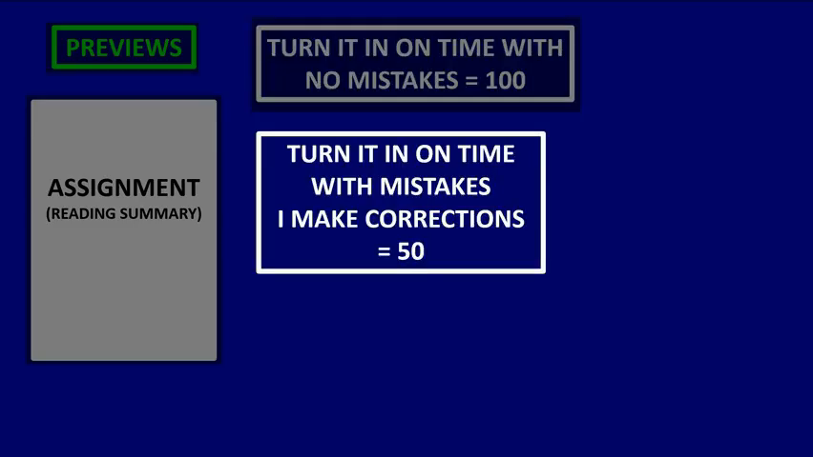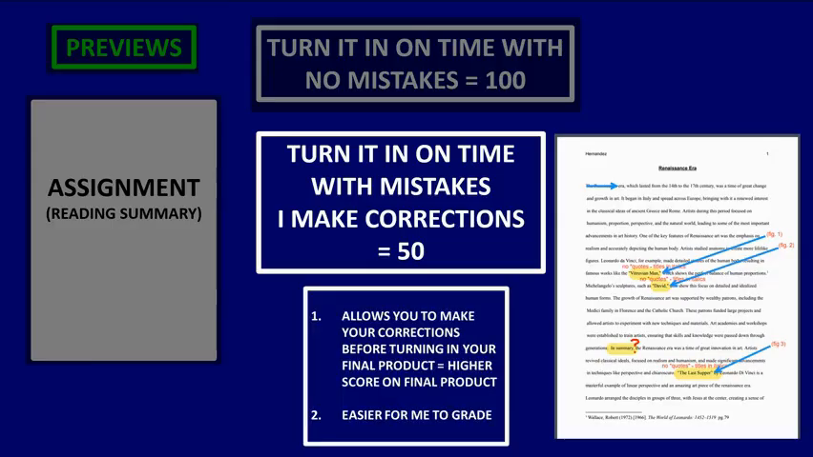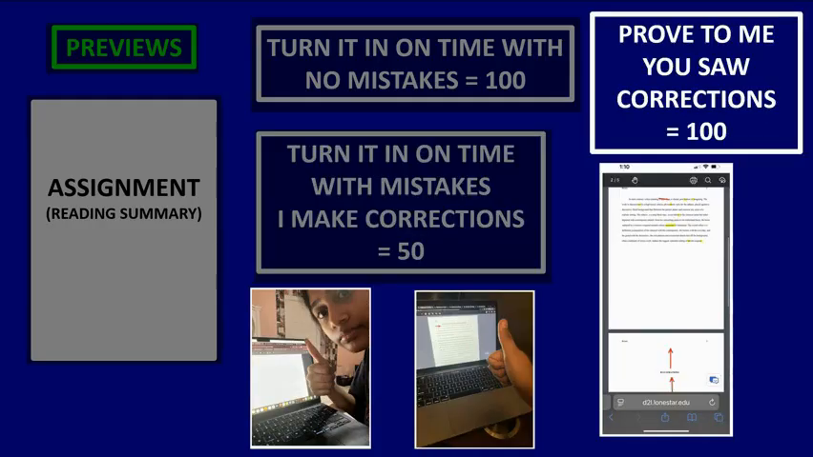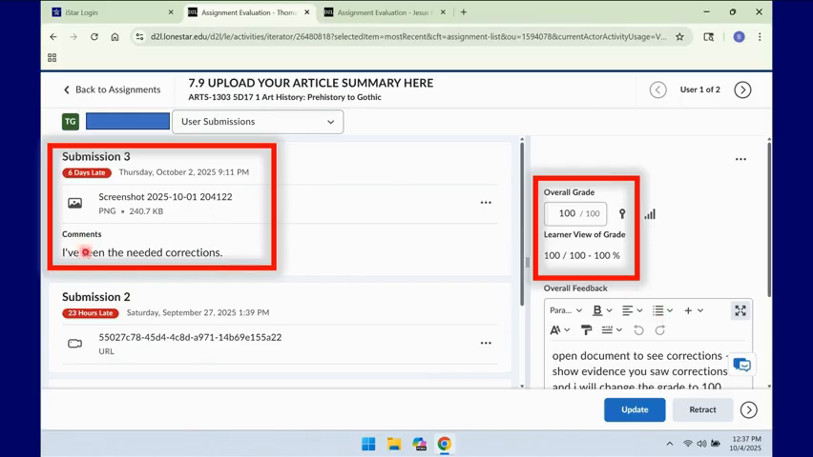Does that make sense? All right, let's say you turn it in on time, and there are lots of mistakes that I need to correct. I'm going to make corrections on it, and I will give it a 50. If you see that you got a 50 and you know that you turned it in on time, go and look at my corrections. And then if you show me that you have seen my corrections, you can do a selfie with the corrections, a thumbs up with the corrections, a screenshot of the corrections, or you can just send me a message, Mr. Reese, I've seen the needed corrections. And then I will change the grade to 100.